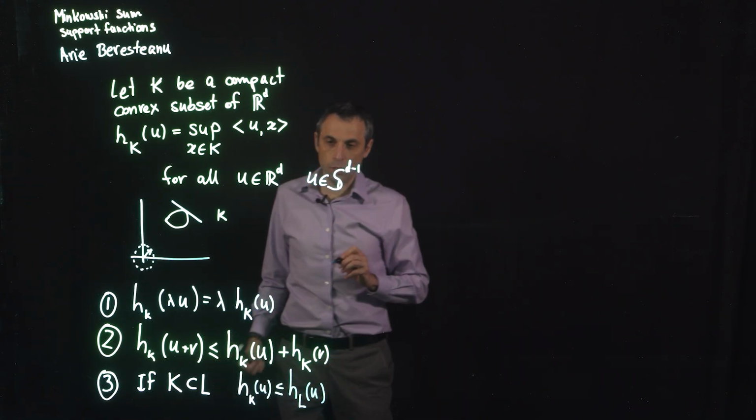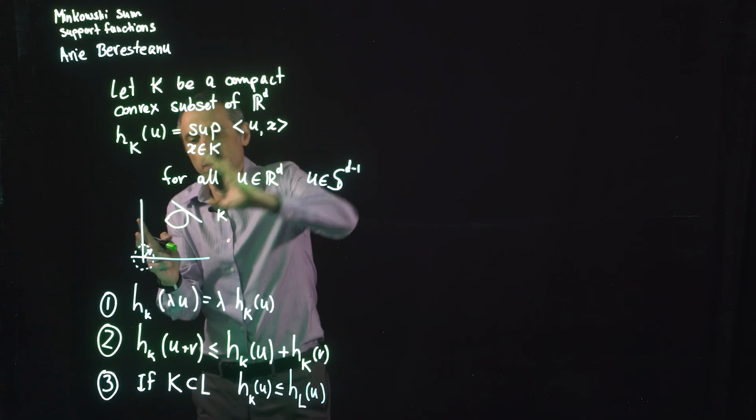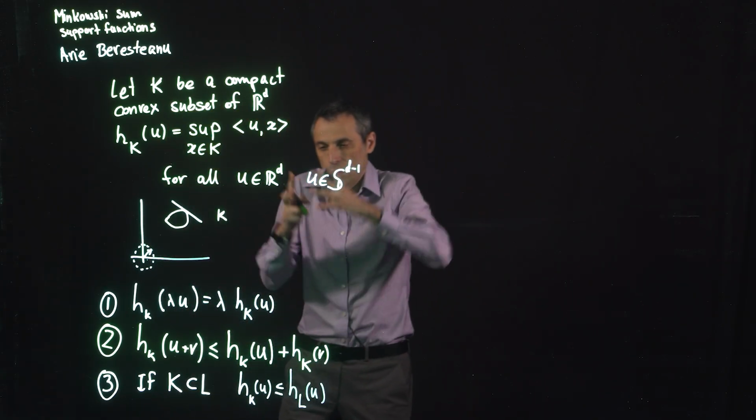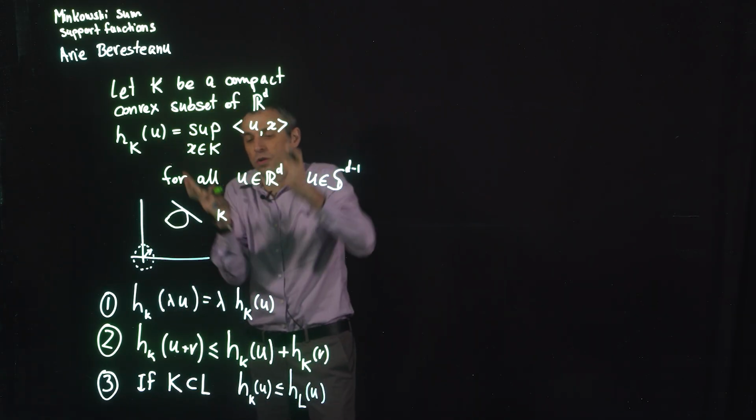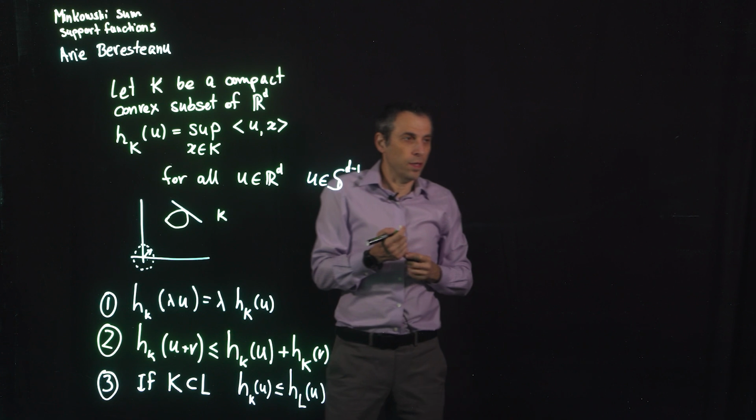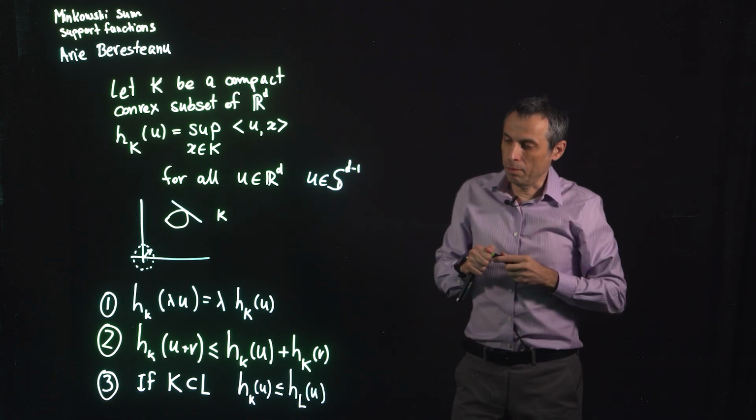Of course, if the set is bigger, then we might be able to push the line further, because L is a bigger set and it includes K. Those seem very good.